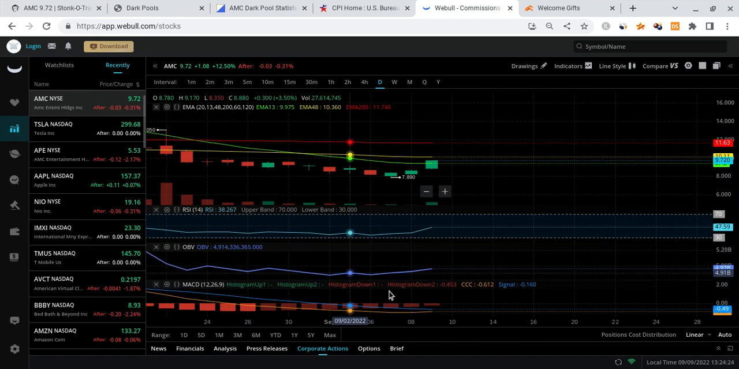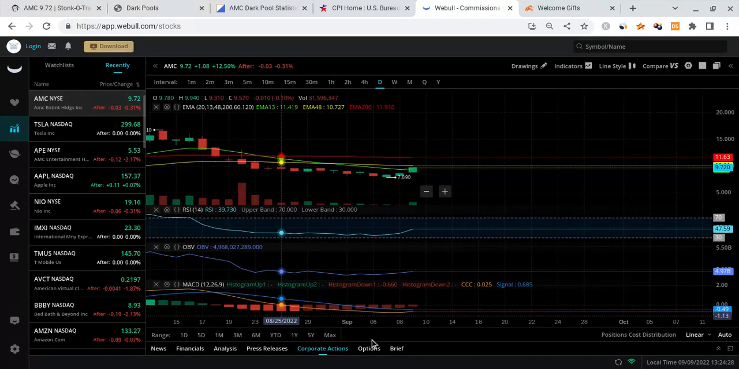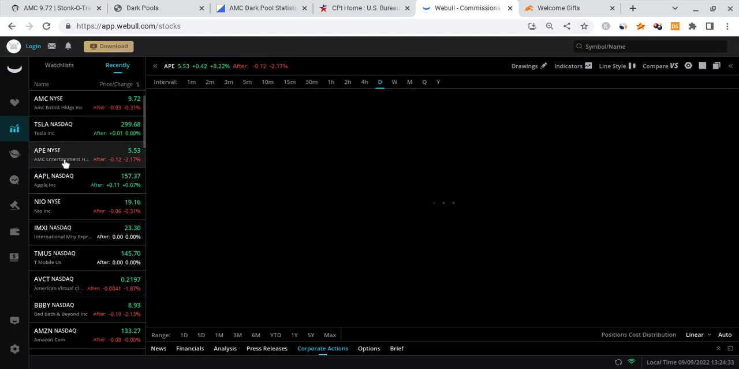MACD, OBV is pushing up with the RSI, and the MACD, right, it's not as open as before. It's trying to close right over here and get a big crossover. So once again, looking a lot better.